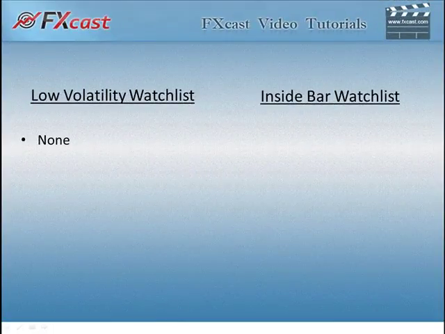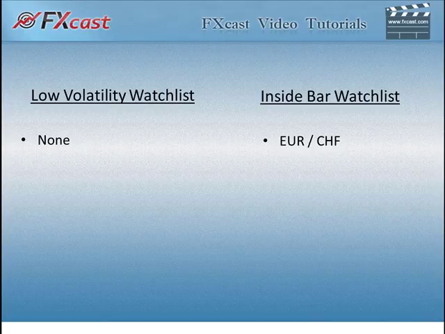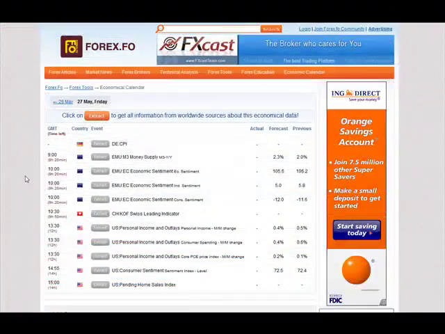Right now, for our low volatility watch list, we don't have any. And in our inside bar watch list, we have the Euro franc and the dollar yen. Let's go to the economic calendar.